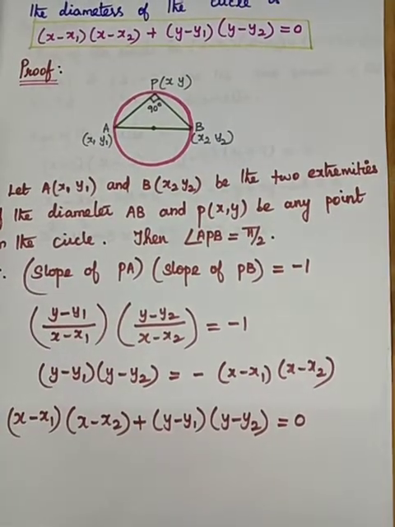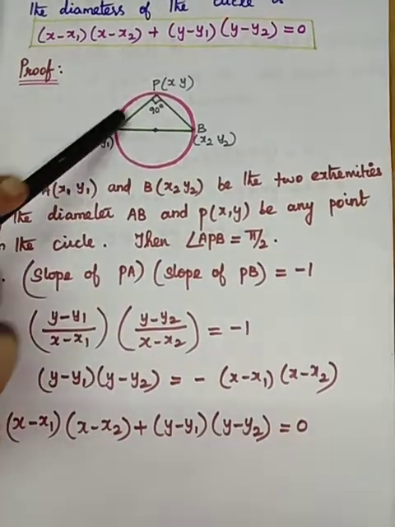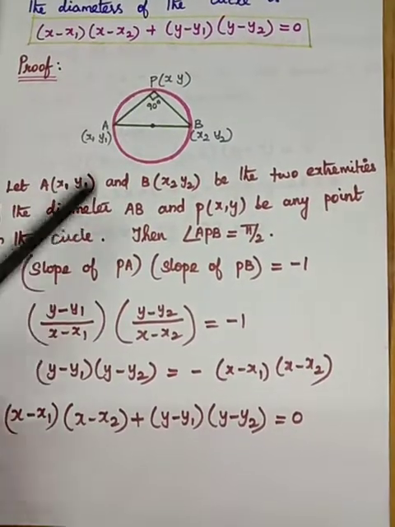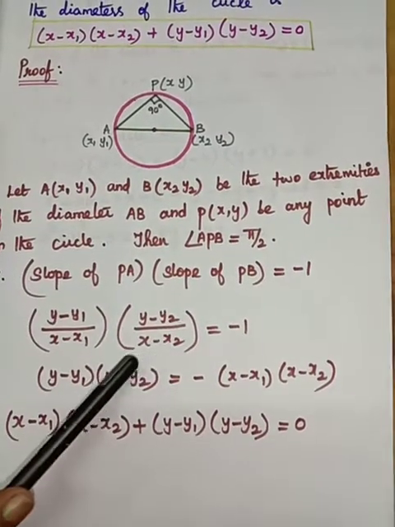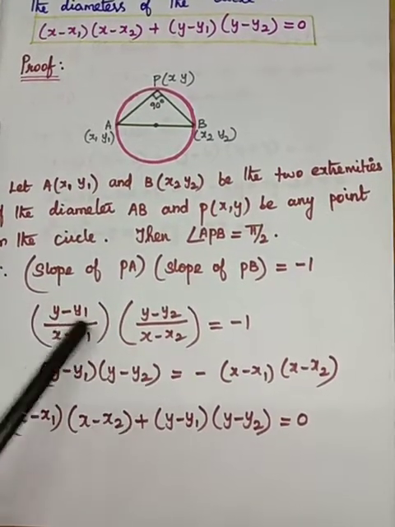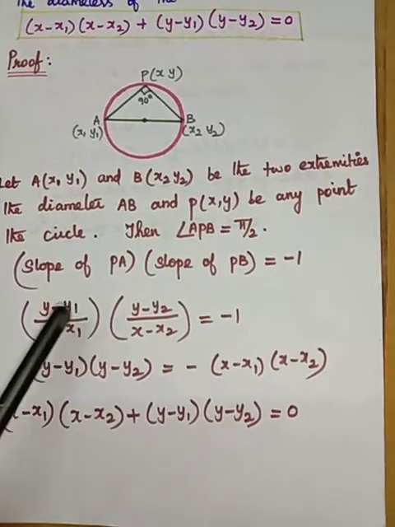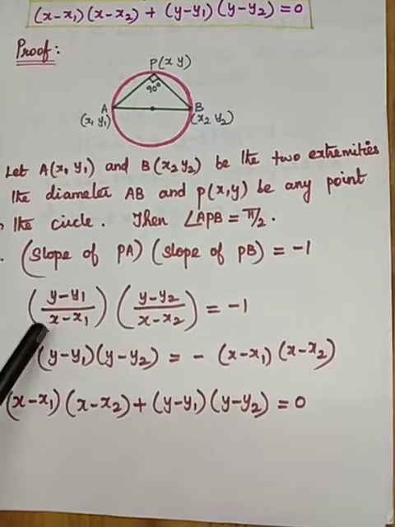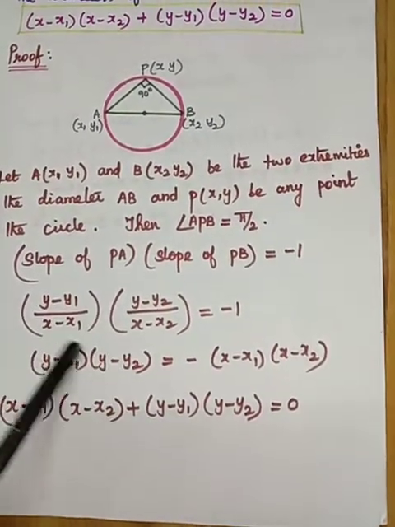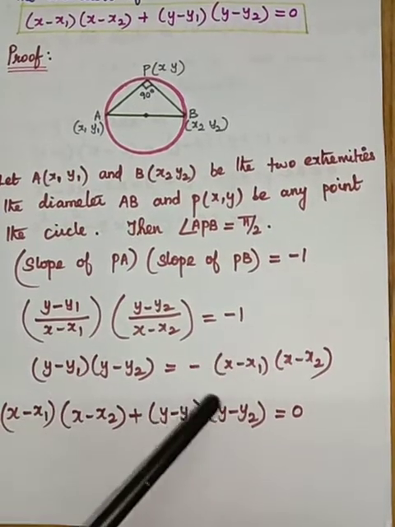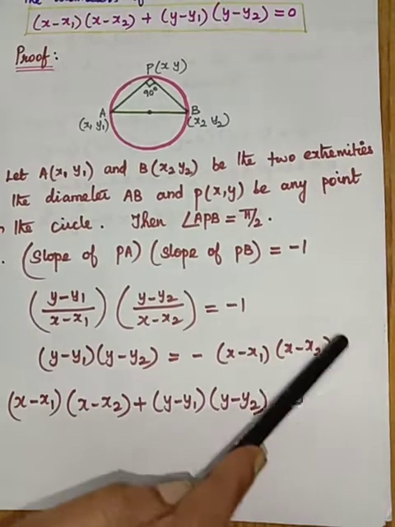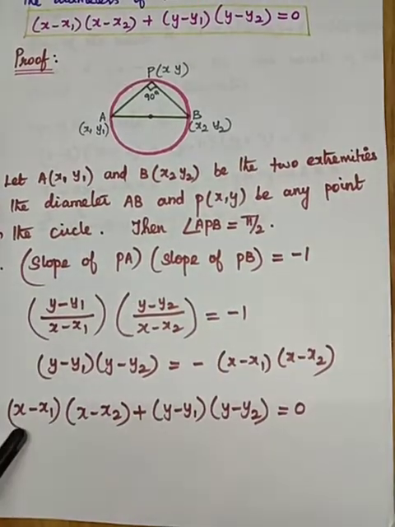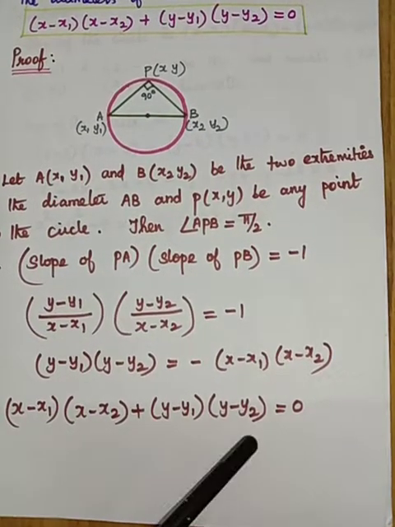How to find the slope of PA? You have to use the formula (y - y1) divided by (x - x1). In the same way, the slope of PB is (y - y2) divided by (x - x2). The product is equal to -1. Multiply the numerators and multiply the denominators. The denominator, when you take it to the right side, becomes minus (x - x1)(x - x2). Bring this term to the left side and it will become plus. So you got this result.